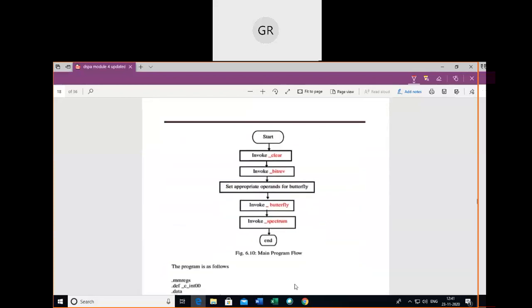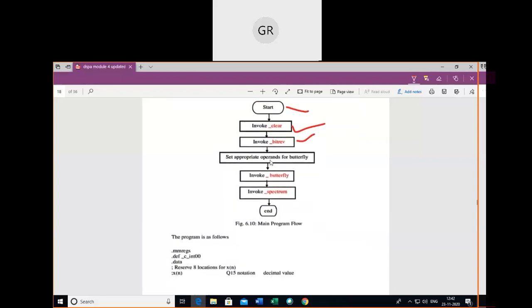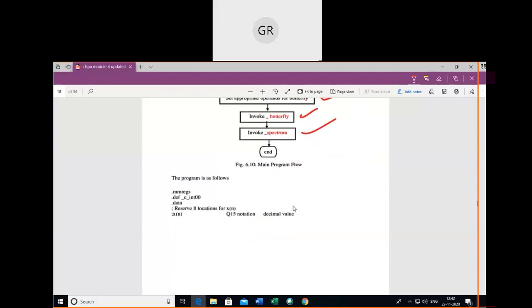Okay, just go through this main program flow. Start, then invoke clear to clear all the memory locations reserved for the results, and invoke the bit reverse program to keep the inputs in bit reverse order, and set appropriate operands for butterfly. Then invoke butterfly program and invoke spectrum program for inputs and n. Okay.